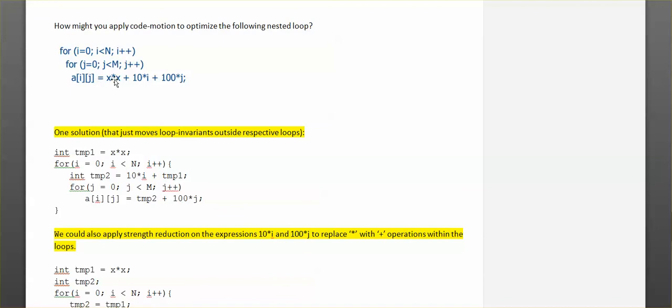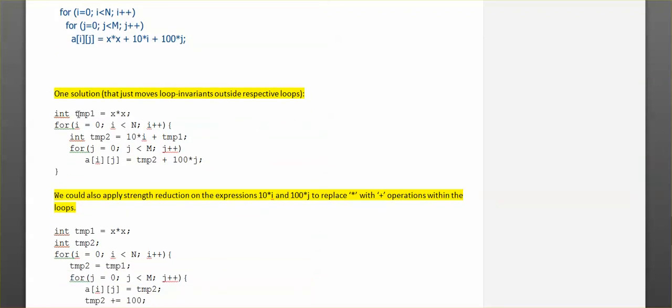Now x is not changing throughout the innermost loop, so x times x looks like a loop invariant. 10 times i is invariant with respect to this innermost loop because i doesn't change inside the innermost for loop. And then 100 times j, this is changing inside the innermost loop. So one solution that you could apply to this is to say, let temp1 be x times x, and once we do that, we can let temp2 be 10 times i, since i is changing only on the outermost loop. Let's factor 10 times i out of the inner loop, and we'll say 10 times i plus temp1. So that gives me 10 times i plus x times x outside of that innermost loop.